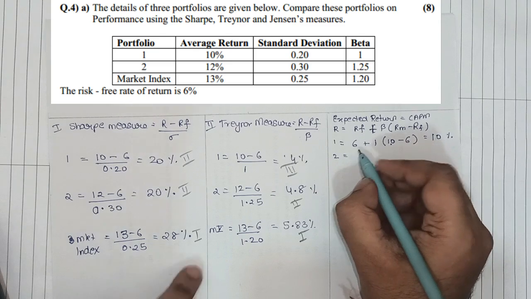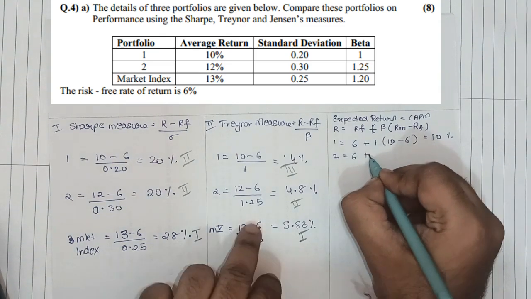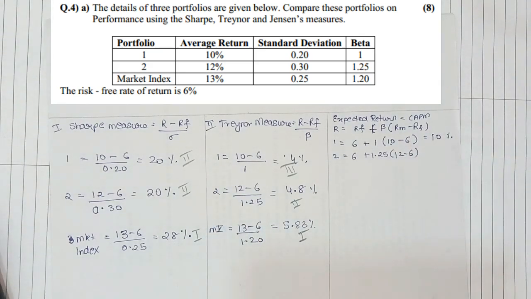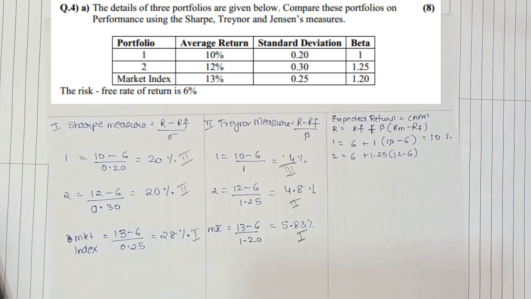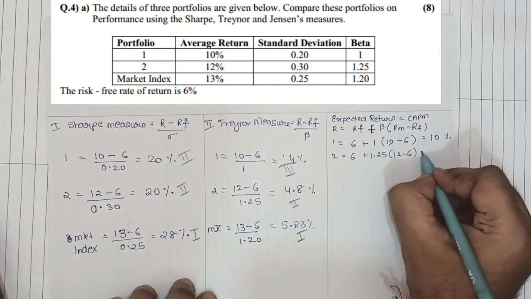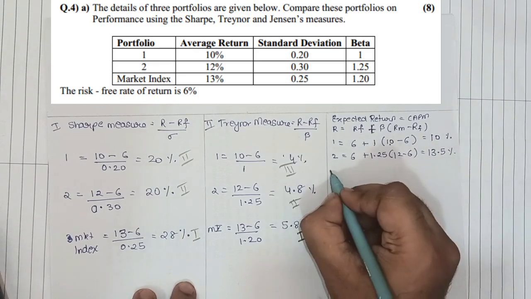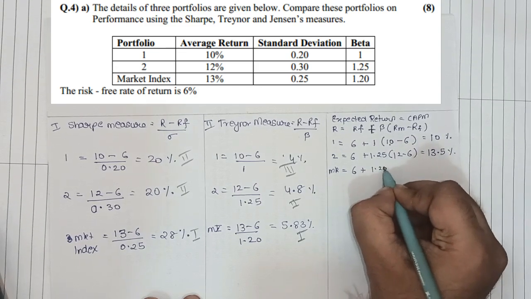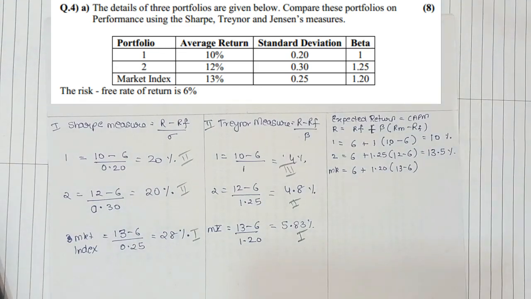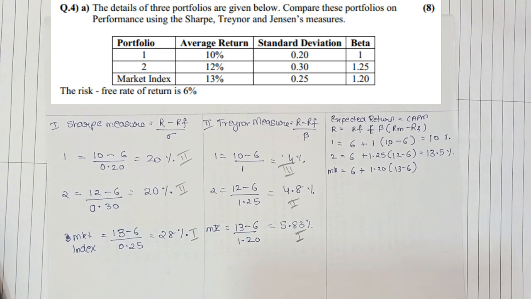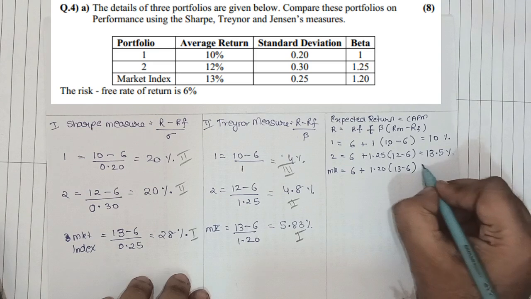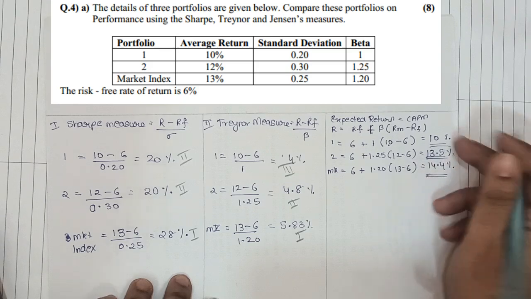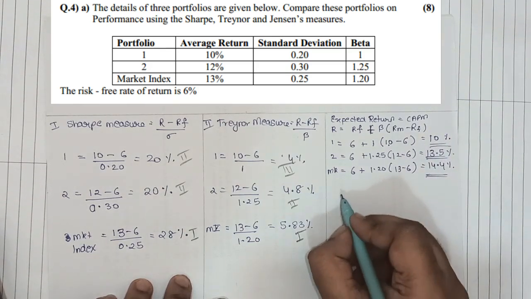For the second one, again risk-free 6 plus beta is 1.25, 12 minus 6. So it will be 12 minus 6 into 1.25 plus 6, which becomes 13.5%. And for market index, 6 plus 1.20, 13 minus 6. So 13 minus 6 into 1.2 plus 6, so that's 14.4%. These are our expected returns. Now, based on the expected return, we will use Jensen's formula.